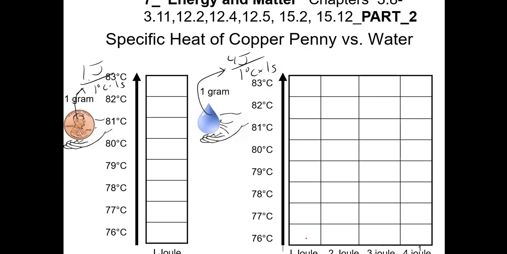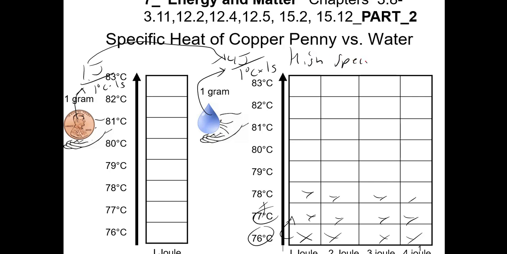So for example, holding the water in my hand, after I put in 1, 2, 3, 4 joules of energy, then the temperature will rise from 76 to 77. And another 4 joules from 77 to 78. Now let's compare the numbers. Because water requires a higher specific amount of heat energy, then we say it has a high specific heat.